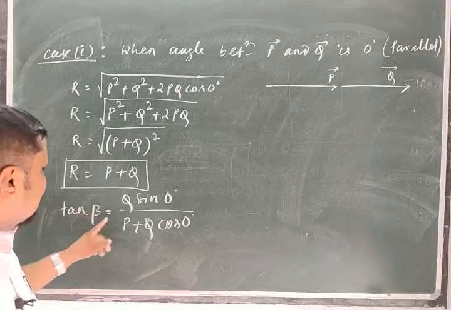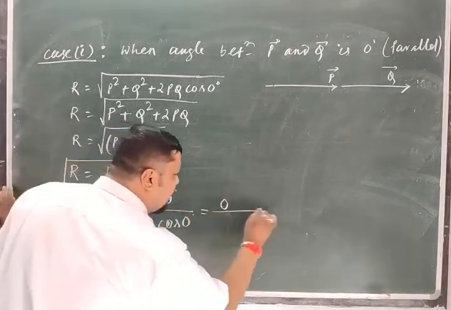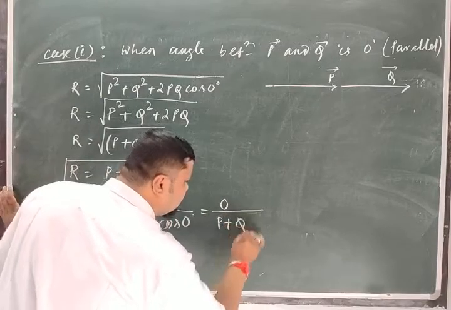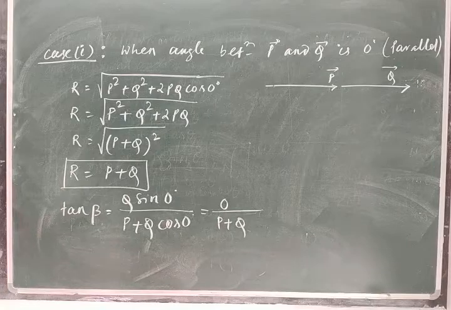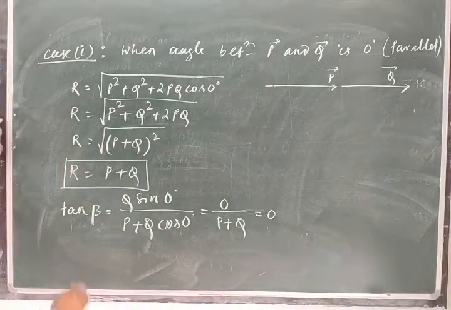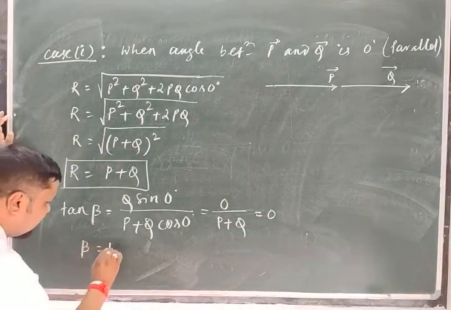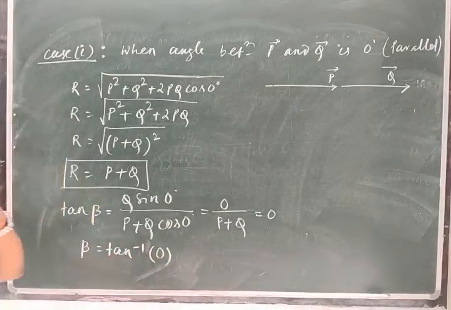So what is this? Tan beta is equal to Q sin 0 divided by P plus Q cos 0. Cos 0 degree is equal to 1, and sin 0 is equal to 0. So 0 divided by something is equal to 0. If this is 0, then what about beta? Beta is equal to tan inverse 0.